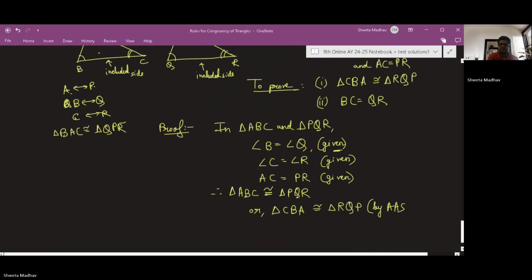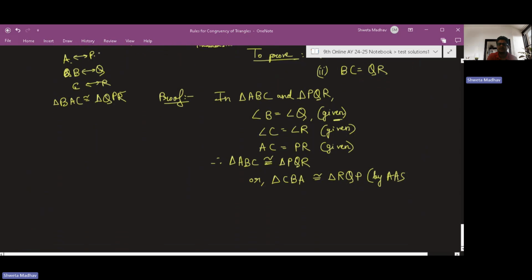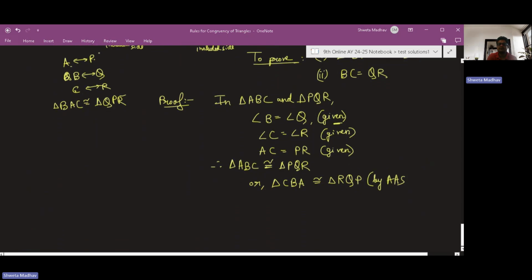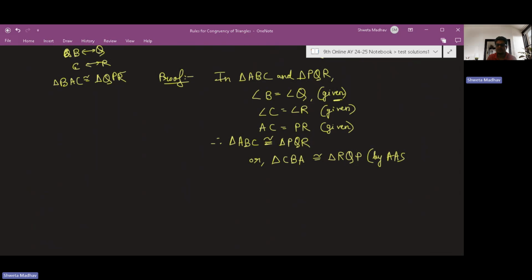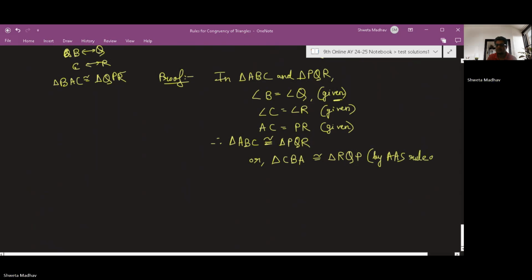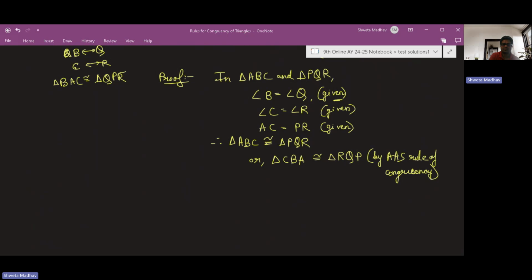So here we can say, therefore, triangle CBA is congruent to triangle RQP, or we can also say triangle ABC is congruent to triangle PQR by the AAS rule of congruency.